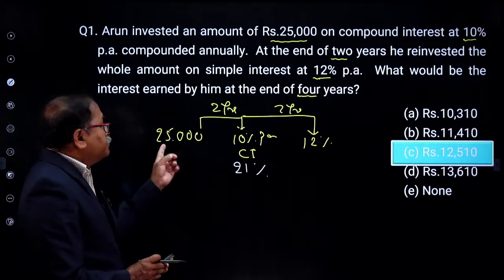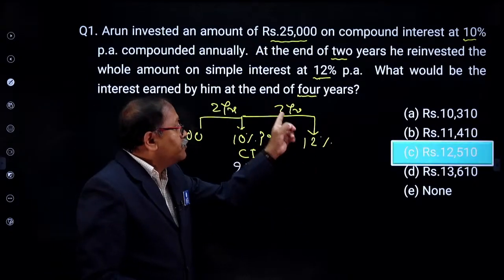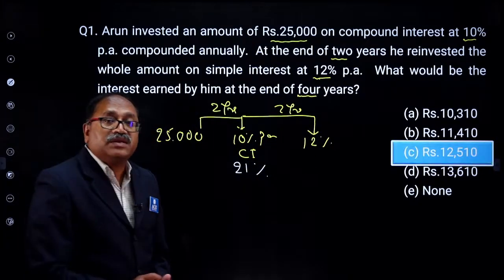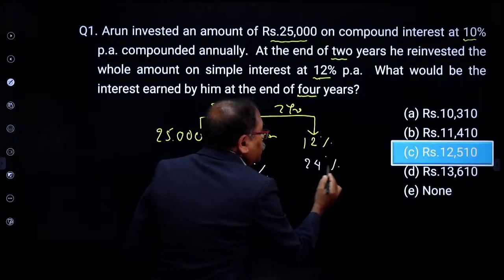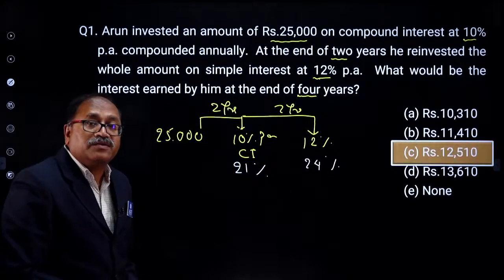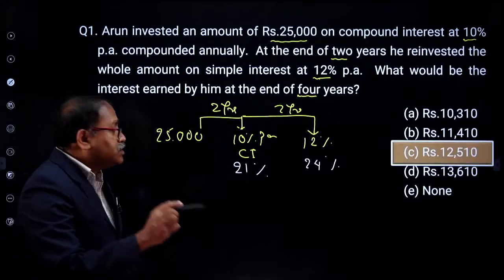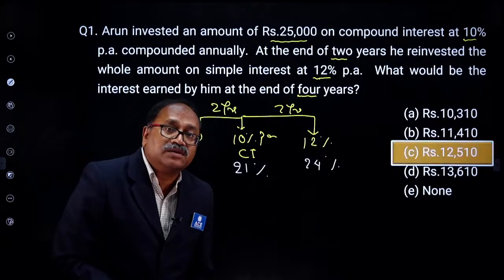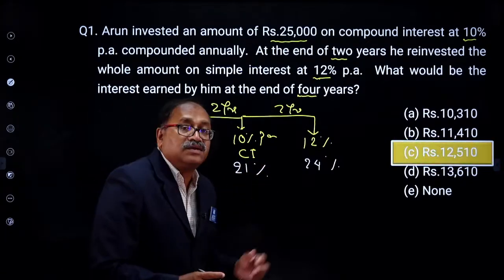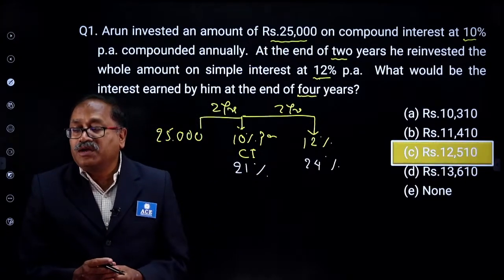Now after that what happens? On the principal he is getting 12% per annum for 2 years. That means 24%. 12 into 2, that's 24%. So he is getting 24% on 25,000. And he is also getting 24% on 21%, because 21% is the interest. So what is his overall interest?